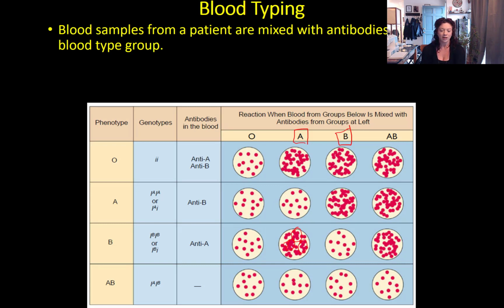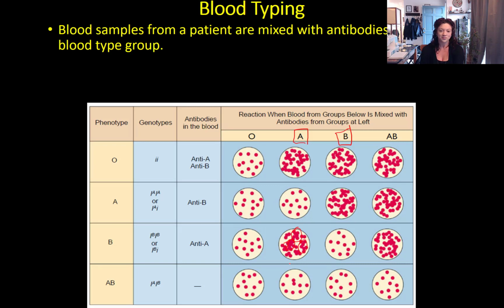Now, check out this down here. You've mixed type A antibodies with your patient's blood, and there's no clotting. None at all. Now, this could mean your patient has type A blood. But really, all it means is your patient has type A antigens on at least some of its blood cells. That doesn't mean that's the only antigen it has on its blood cells.